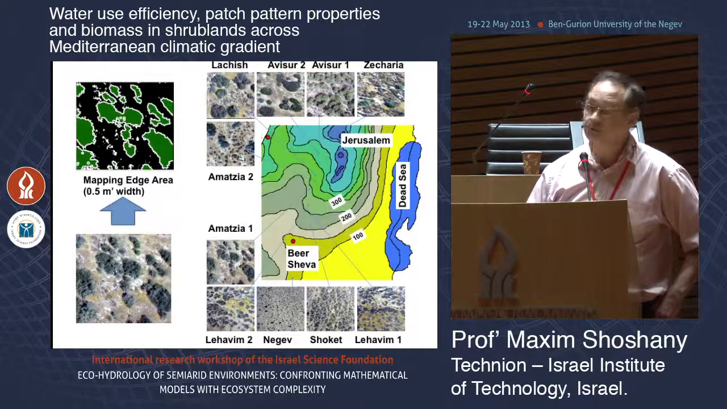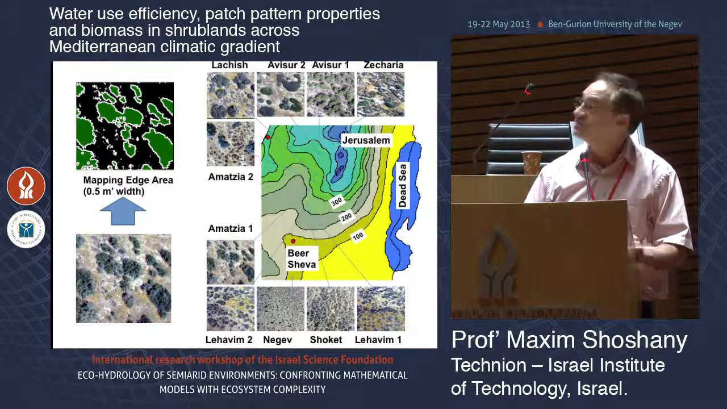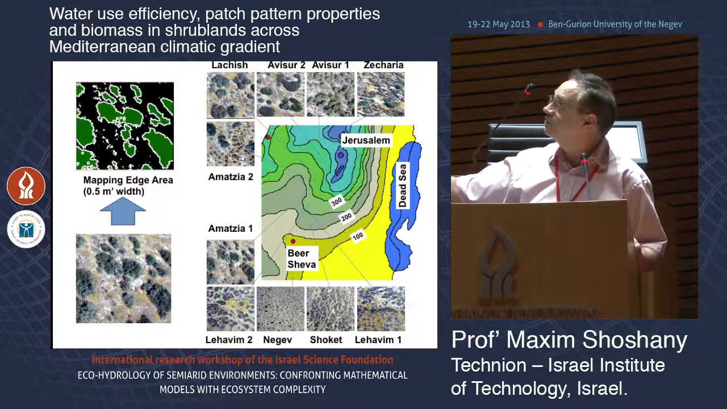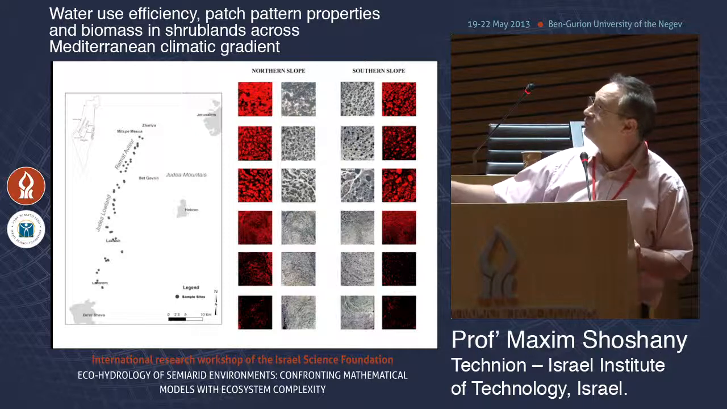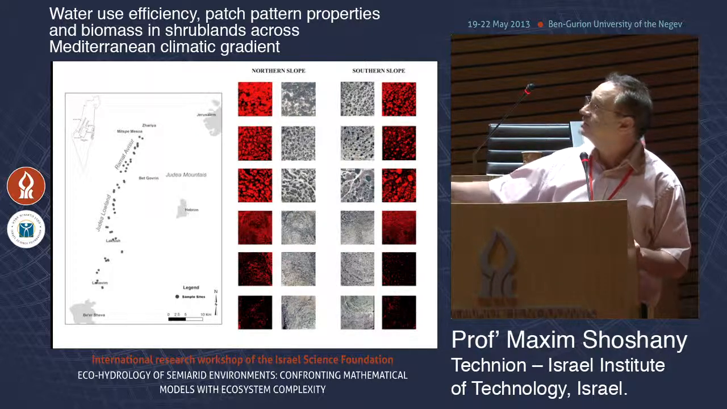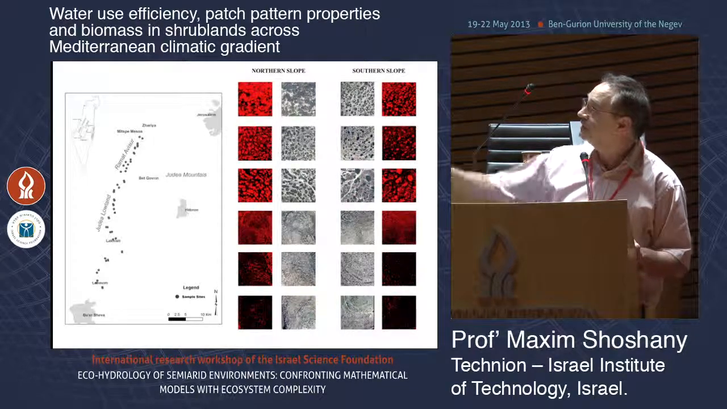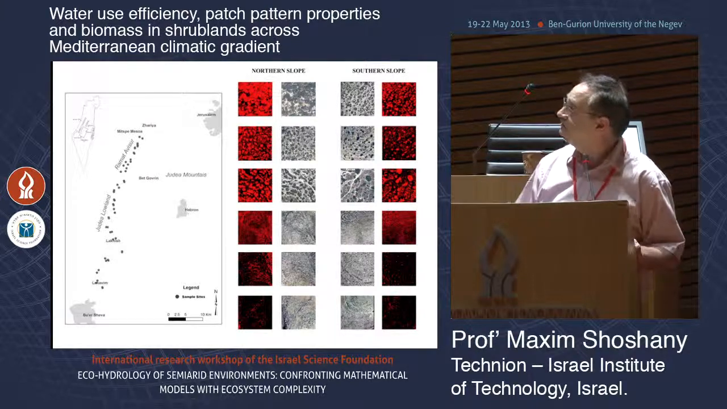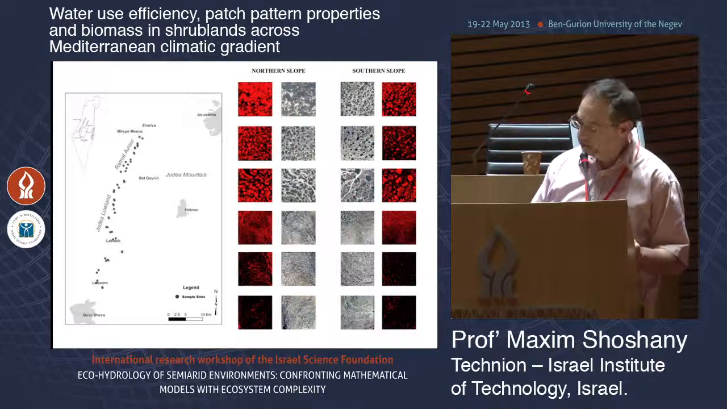So the first information source was using an ultralight aircraft, and we have flown above the area here between the Mediterranean and the very arid sites. You can see the different types of patch types that we have presented, the calculation of the edge ratio. As well, we have taken aerial photography of 1 meter resolution for 26 sites along the cross-section, the transect, the Amatzia and Lehavim. And here in red, you can see the vegetation patches.